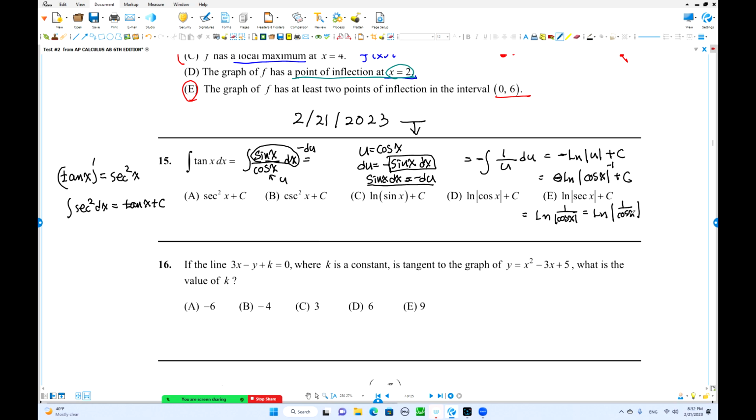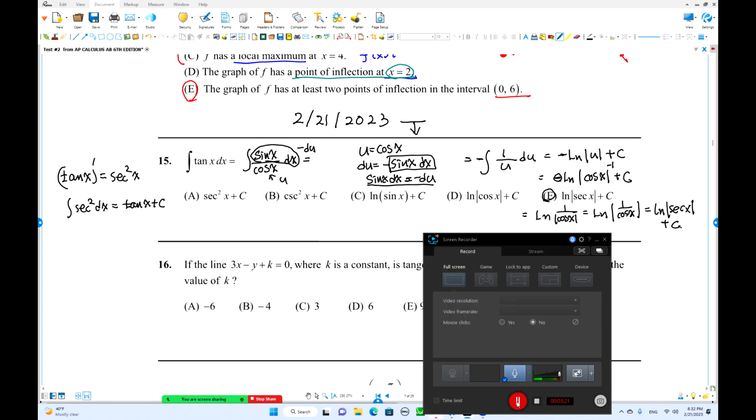Are you okay with this? All right. So 1 over cosine x is what? Secant x, right? So ln absolute value of secant x plus c. Is that okay? Yes, the reciprocal of cosine is secant x. So we have answer choice E there. Okay with this?